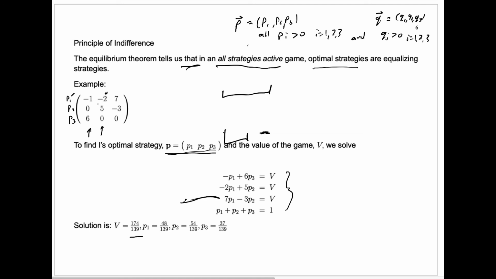We have to make sure that player 2 similarly has an all strategies active optimal strategy, in other words, an optimal strategy with all probabilities positive. So player 2 plays column 1 with probability Q1, column 2 with Q2, column 3 with Q3. We're looking for this optimal strategy for player 2, the probability vector Q1, Q2, and Q3, that makes the expected return, regardless of which row player 1 picks, equal to the value of the game V.